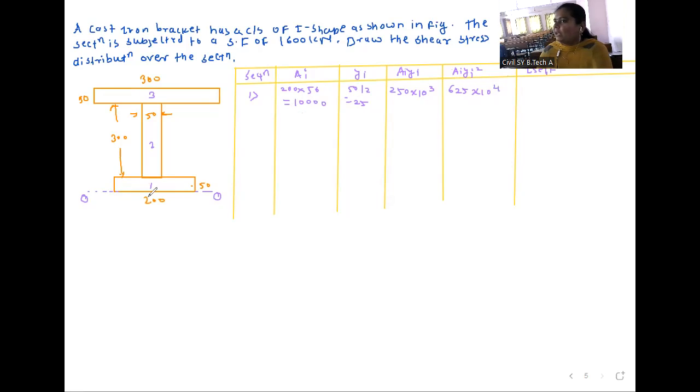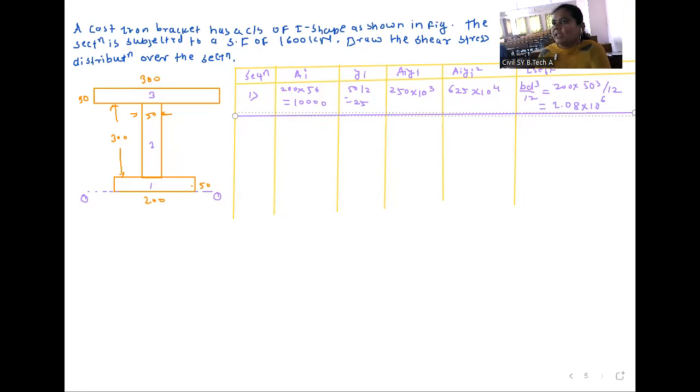Now this is a rectangular section, and for a rectangular section the moment of inertia is bd cube by 12. So width is 200 into depth 50 cube divided by 12. So moment of inertia for that section 1 is equal to 2.08 into 10 raised to 6. Now section 1 is over. We will go towards section 2nd.